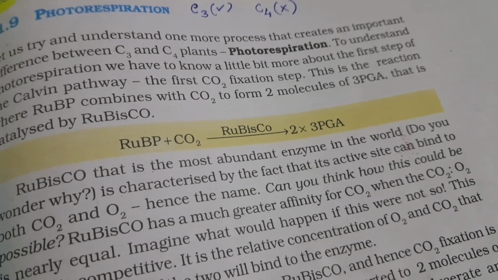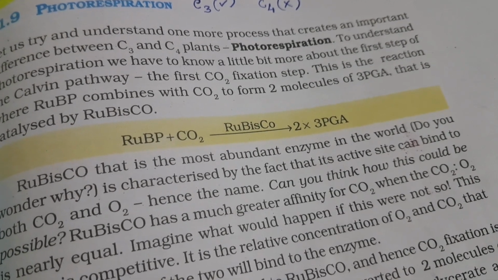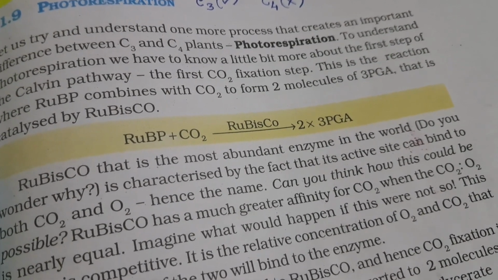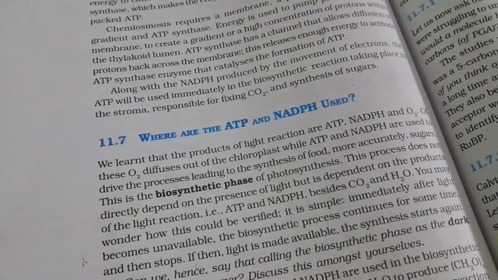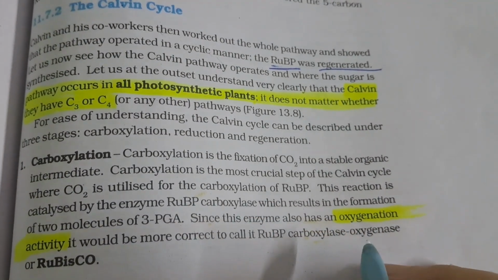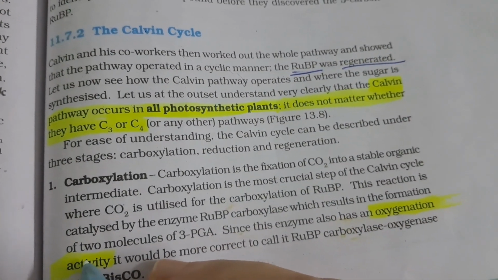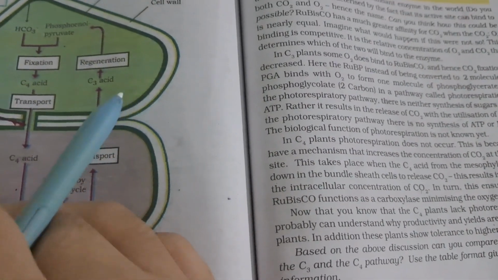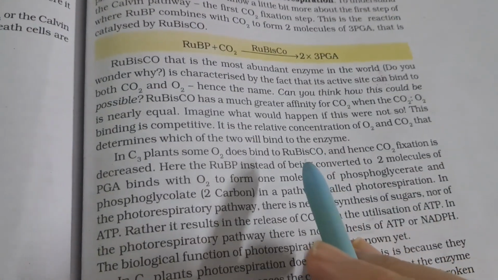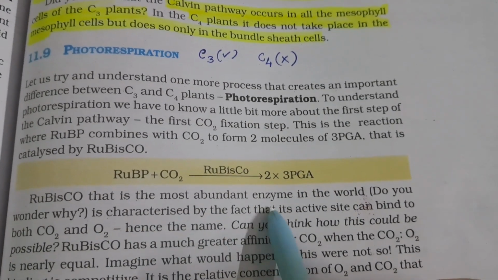So Rubisco, ribulose bisphosphate carboxylase oxygenase, has 2 properties. In my prior lectures, I have mentioned that carboxylation will take part, but they mention oxygenation activity also in the Calvin cycle. But actually the reason was not there. The reason is here. This reaction takes place when CO2 is abundant.